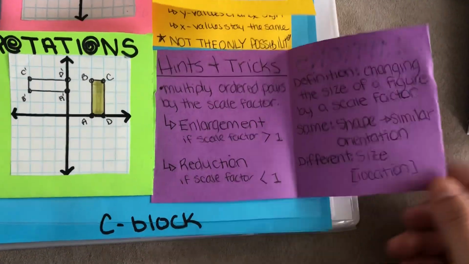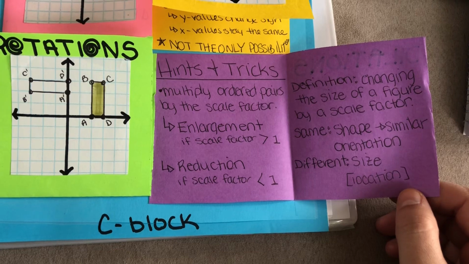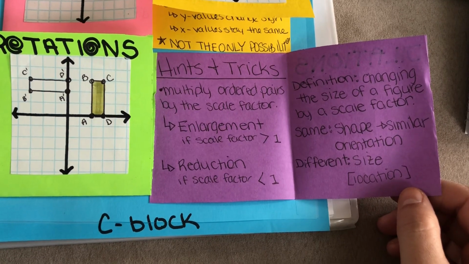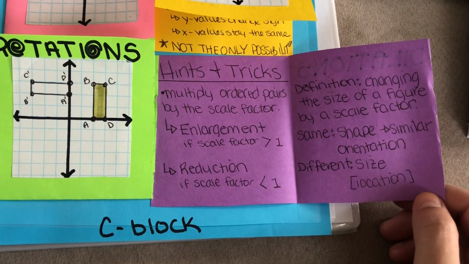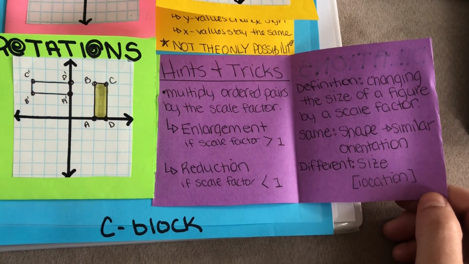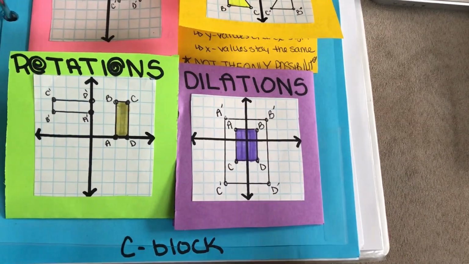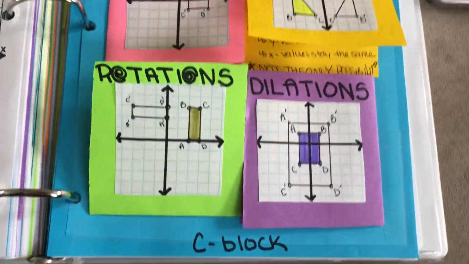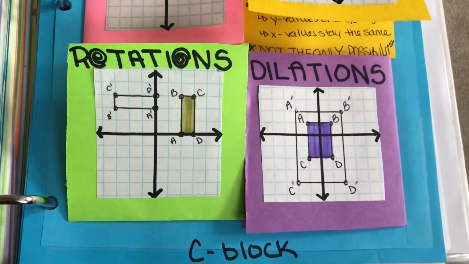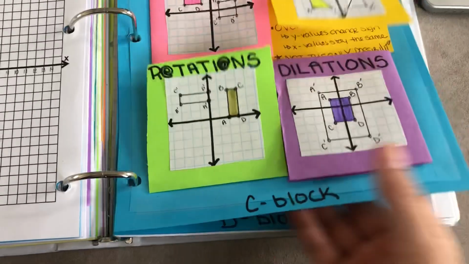So we defined it saying that a dilation changes the size of a figure by a scale factor. Shape and orientation are the same. Size is different. So that's the one we're going to focus on today. When we dilate a figure, we create similar figures. Sometimes we know that scale factor ahead of time. Sometimes we don't, and we need to solve for it.